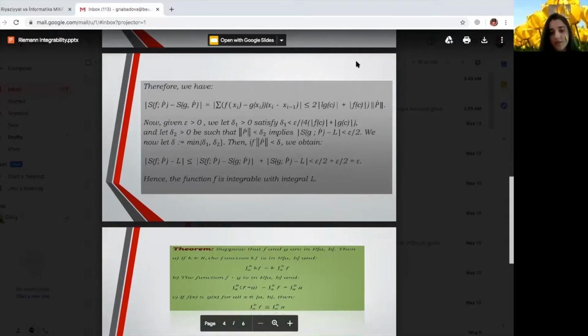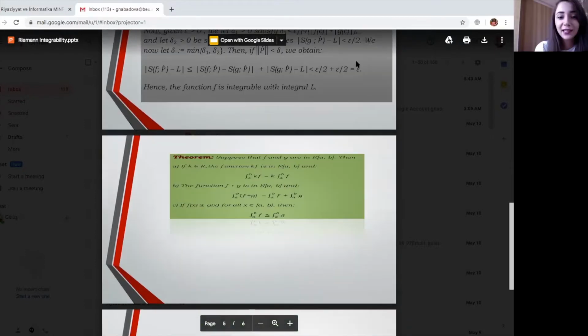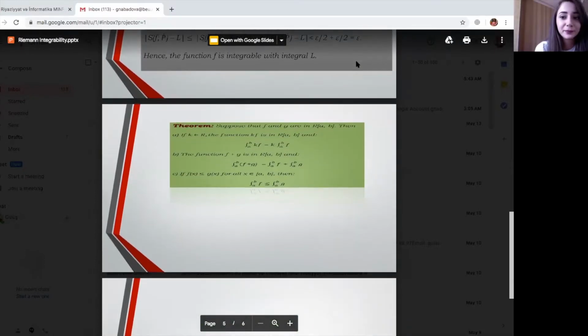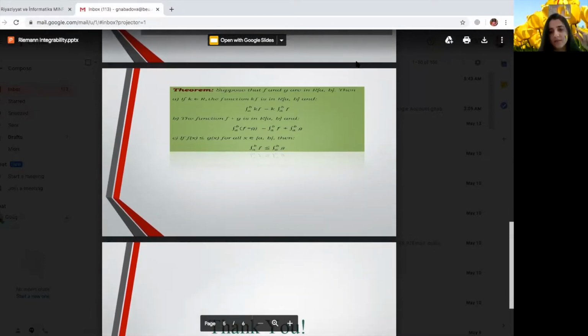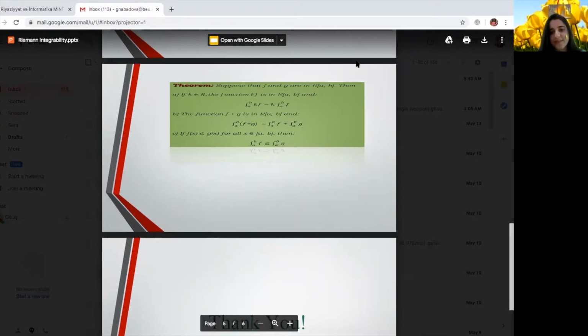So you can turn the page, the last one. Then the next theorem. Nermin, if you want, you can present. Teacher, I can't see it in our presentation. Yes, you present.